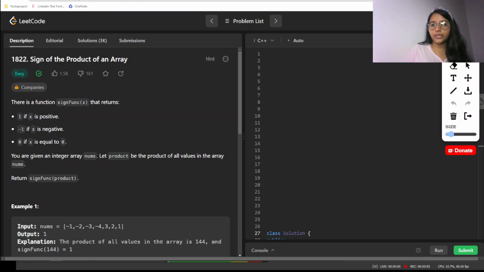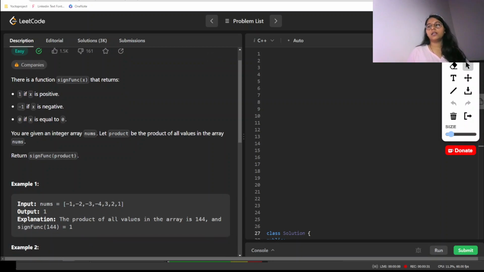So today we are going to do the Leetcode daily challenge, sign of product of an array. Let us go ahead with the explanation of this particular question, then the coding part for the same. But before the coding part, let us first check what the constraints of this question are, and according to those constraints, which time complexity solution would be the best one. So let us go ahead for the same.